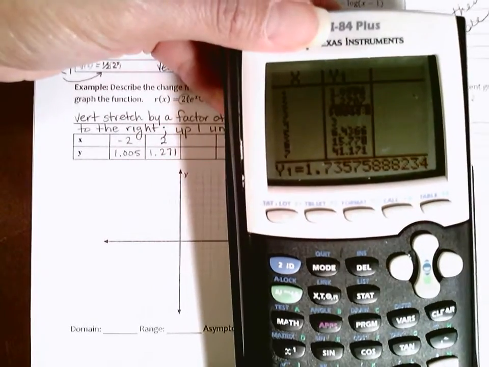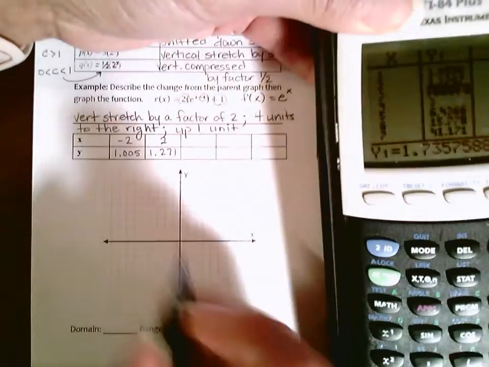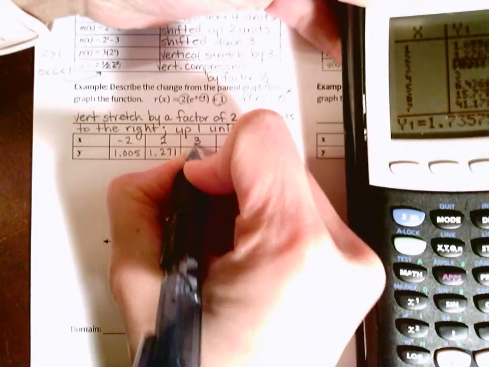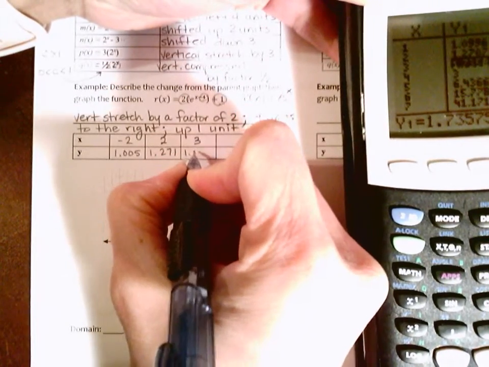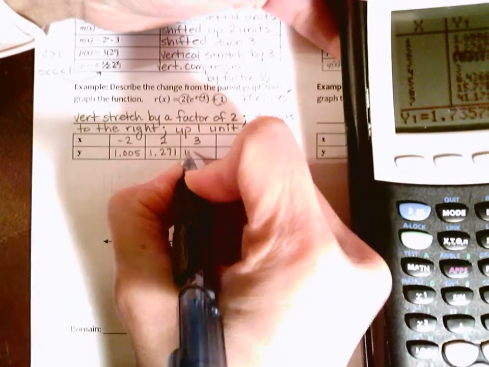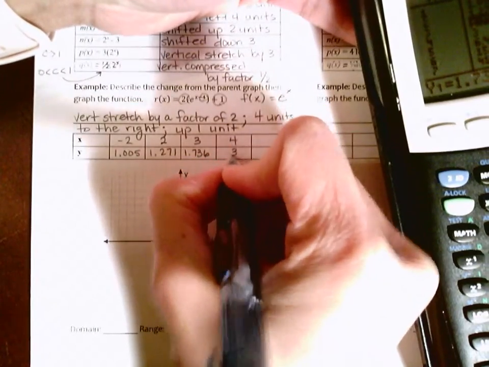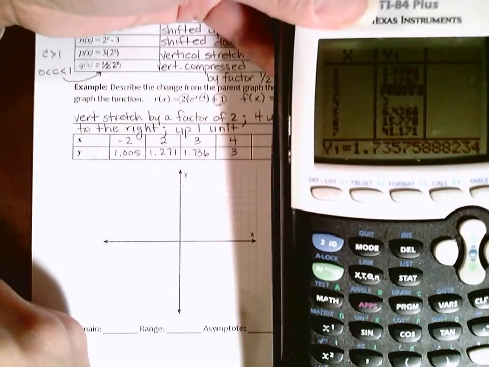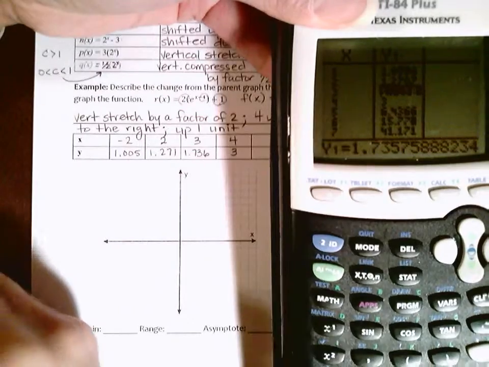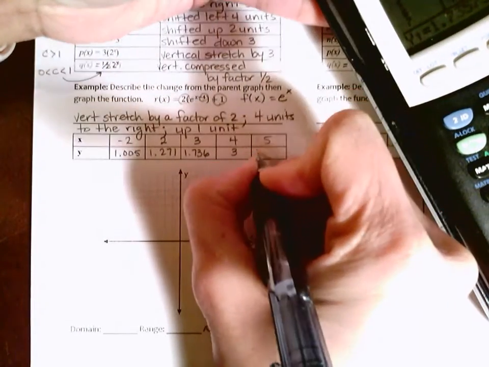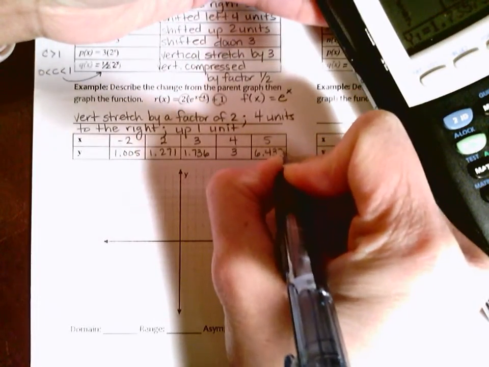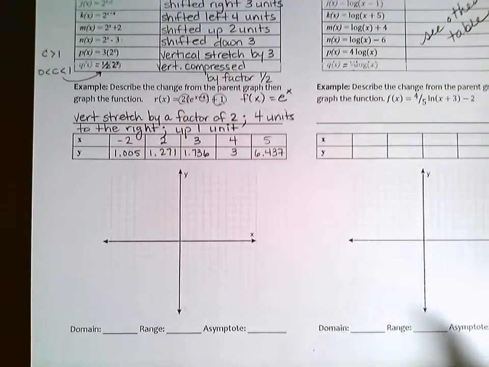3 is 1.7357, so let's put 1.736. And then we knew 4 is going to be a 3, and then we had 5 is 6.437. Okay? So we're going to graph these, and so our x values go from -2 to 5.